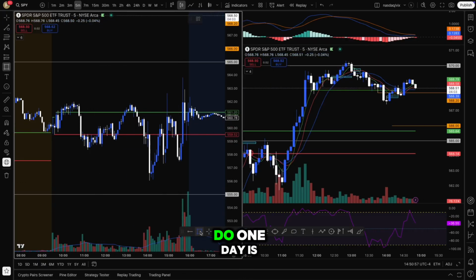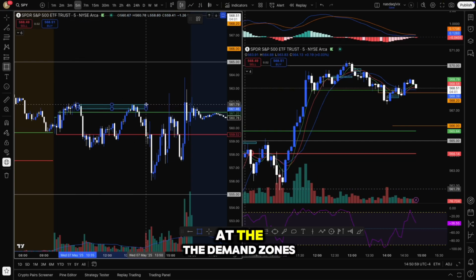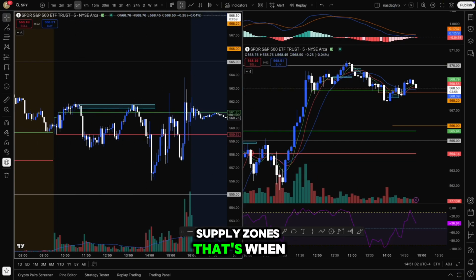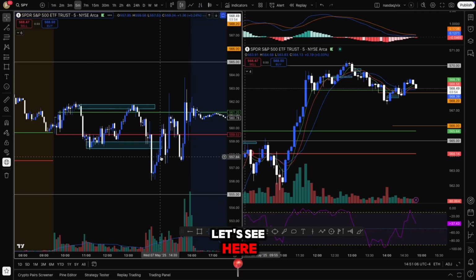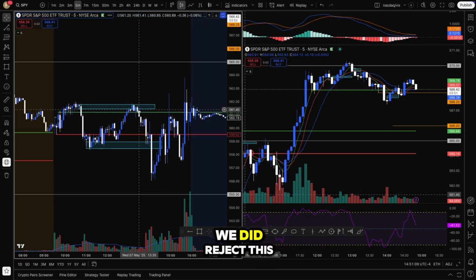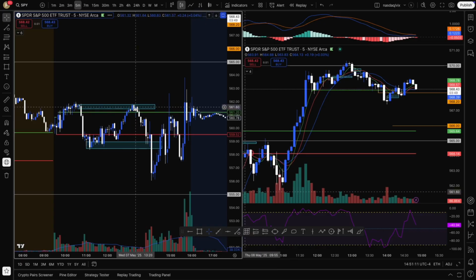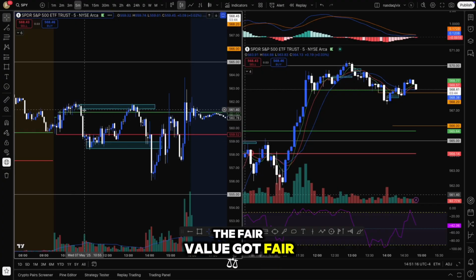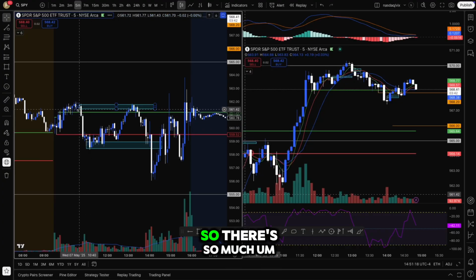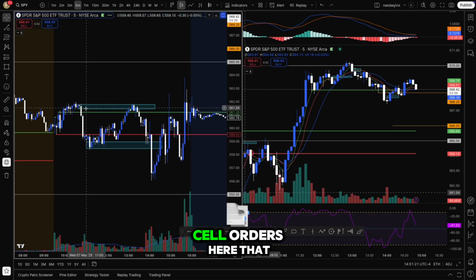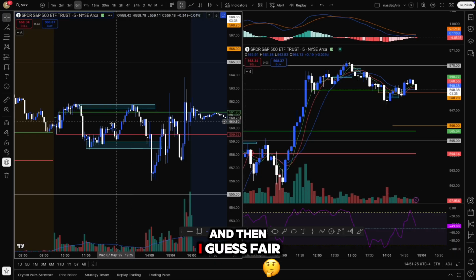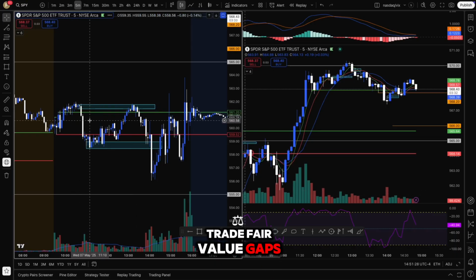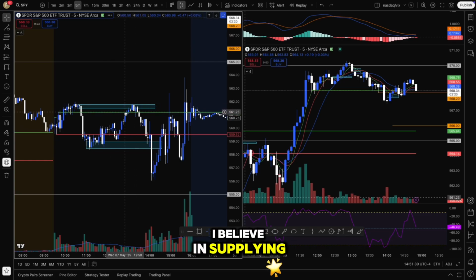It was so choppy yesterday. So what you want to do when it's choppy is look at the demand zones, the supply zones. That's when they come into play. See here, you can see we did reject this. We filled in the supply zone, especially when there's big moves like this. People are like, "Oh, the fair value gap." No, it's just there's so many sell orders here that didn't get filled in, so they're gonna fill it in, and then I guess fair value gaps. But I don't really trade fair value gaps. I don't believe in them. I believe in supply and demand zones.